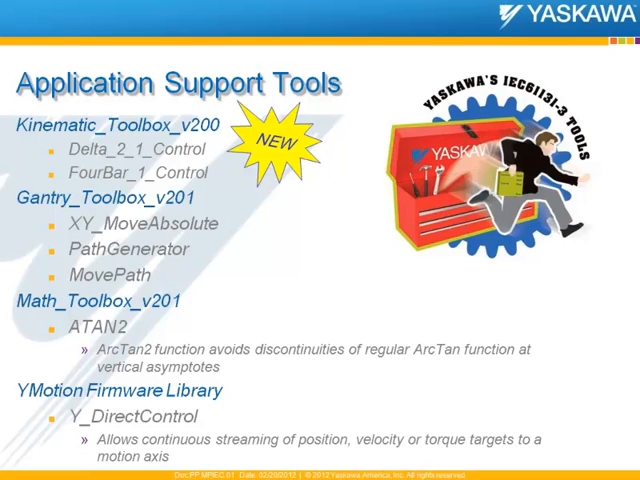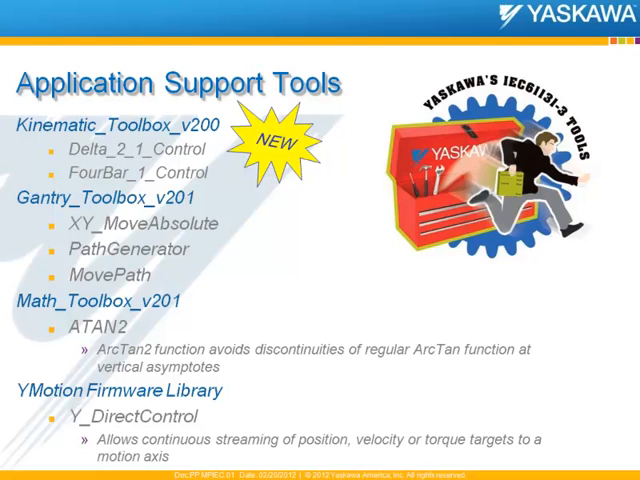Today we are introducing our latest Kinematic Toolbox. It's version 200, written for IEC Professional version 2. It has in there 2 kinematic control blocks built for you. We call them a Delta 2-1, or the first version of a Delta 2, and a 4-bar-1. So those are the 2 we're going to talk about today. We've also used some of our existing toolboxes in this solution. The gantry toolbox, which adds some coordinated path motion.